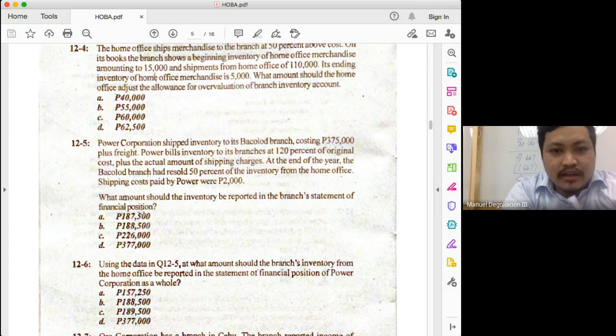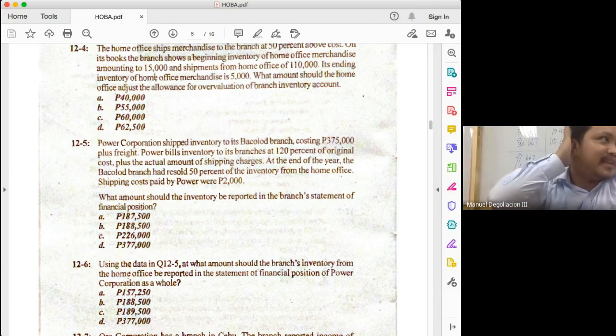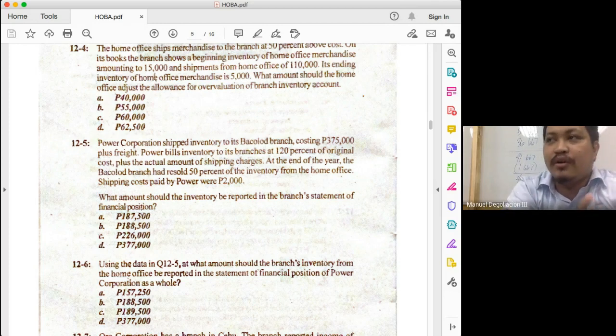The amount that should be reported in your statement of financial position. Is the entire 377,000 still intact? The answer is no. So our inventory is not 377,000 because what happened to the other inventory, class? It was already sold. How much was sold, class? 50%. So if 50% is sold, what happened to the remaining 50%? It will form part of our ending inventory. If 50% is sold, that means 50% is unsold, and of course, unsold goods will form part of your ending inventory. Okay, so 377,000 divided by 2, how much will that give you, class?